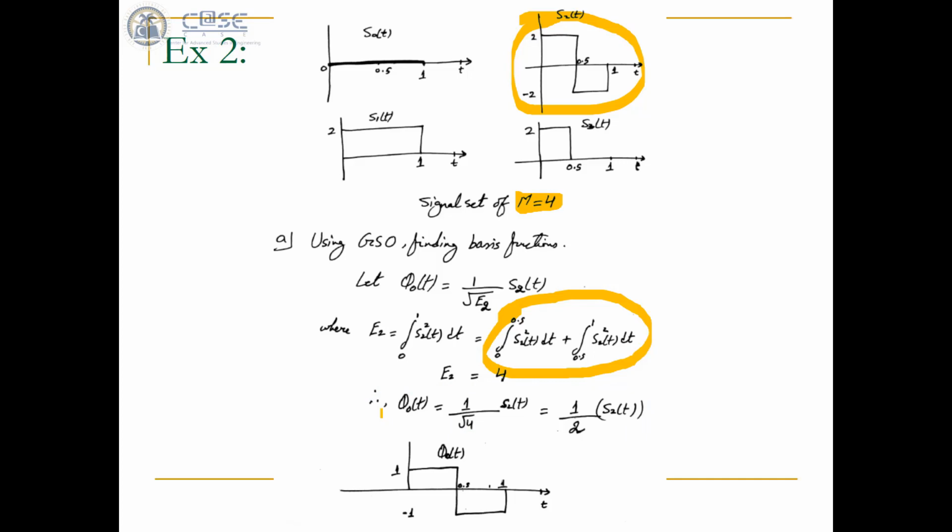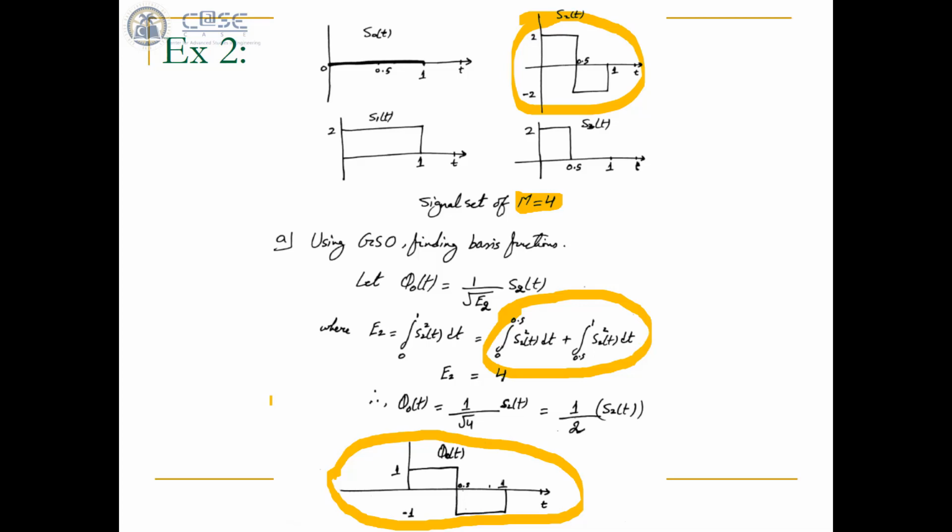Okay. As you can see now, the first basis function phi naught of t is nothing but S2 of t divided by 2, and you can plot the function. S2 of t was represented here. If you divide the whole function by the constant value 2, the amplitudes will get reduced by the constant value 2, and the function is then represented here. The resultant function is represented here. Now this is your first basis function out of the GSO process and its representation in the time domain.